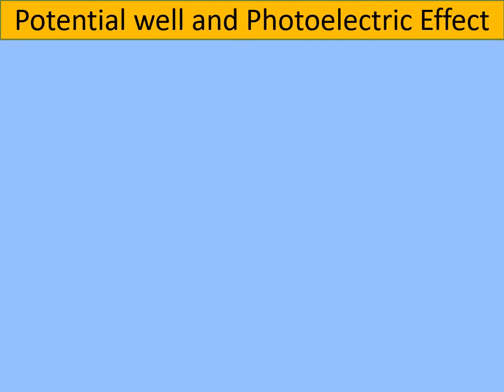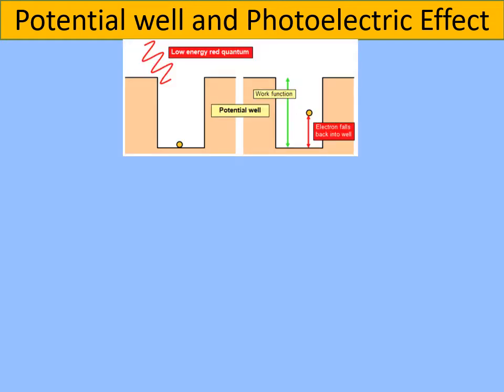Now, just to get you a bit more familiar with potential well diagrams, here is another diagram, and that shows low energy, low frequency red light, which is shining on a photosensitive surface. The low energy photons of red light are unable to eject photoelectrons from the surface, because the energy is a lot less than the work function.